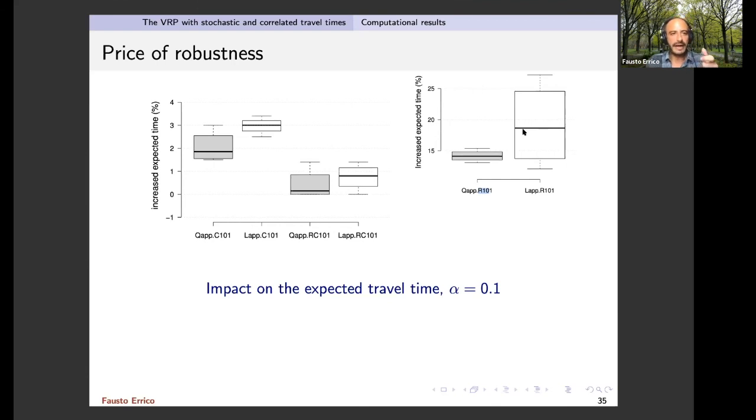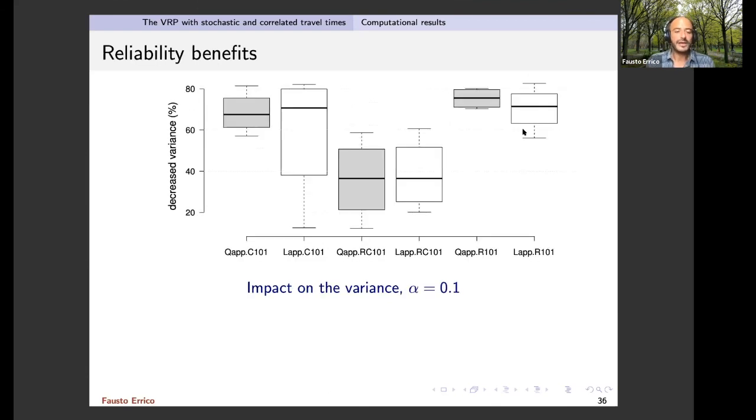What is the impact on the reliability? Again, with alpha equal to 0.1, what is the impact on the reduction of the variance of the routes? The reduction is pretty drastic. For example, we have around 70% for the C instances, around 40% for the RC instances, and around 75% for the R101.